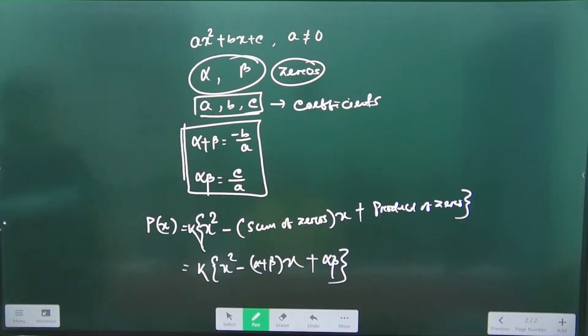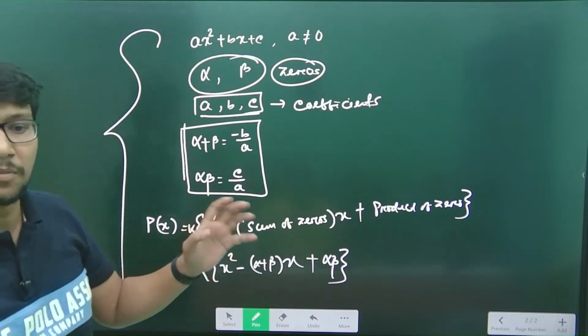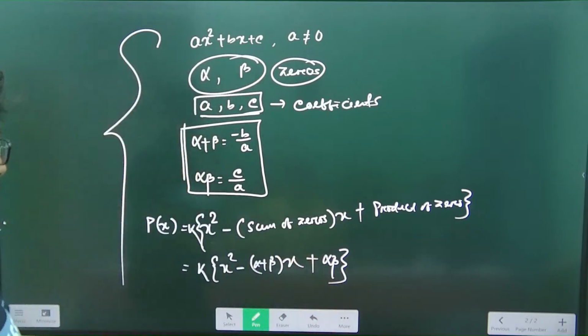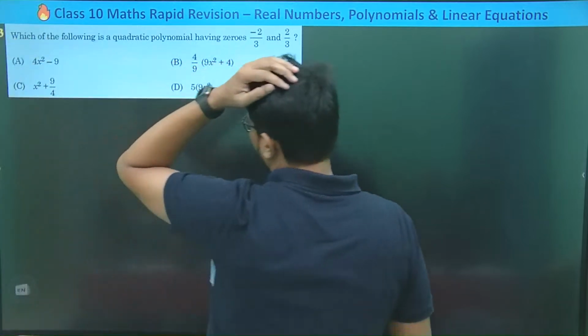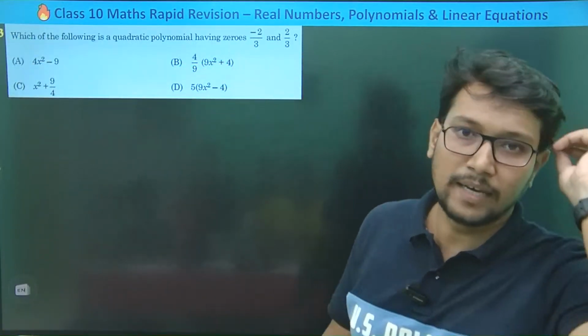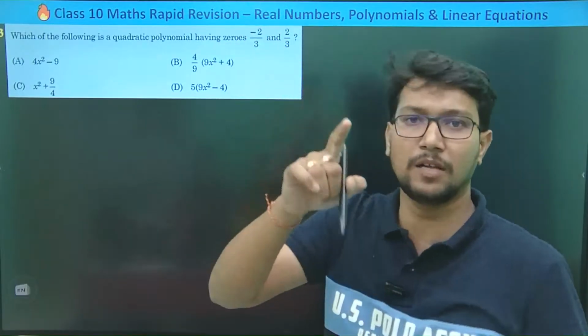This is the only concept, nothing else. With this concept, we will proceed right now. Which one? Polynomial. Some 10 to 12 questions are there. Cubic is not in your syllabus, that's why I have not kept any question from there.